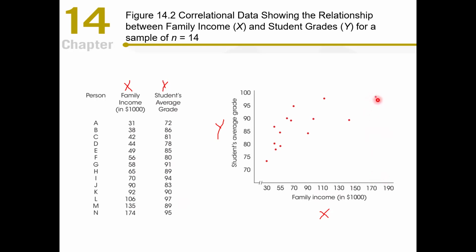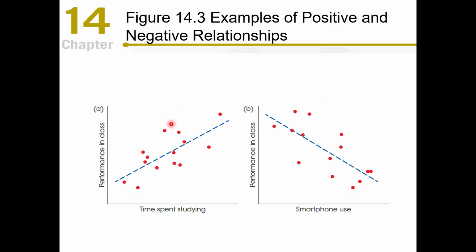And you see everything in between, right? So everything you see here is their family income and their student average grade. And that's how those points are plotted, right? And this is what we call a scatter plot here. And this is just our data with our X variables and our Y variables listed here. But again, for each individual person, they have both an X variable data point and a Y variable data point, right?